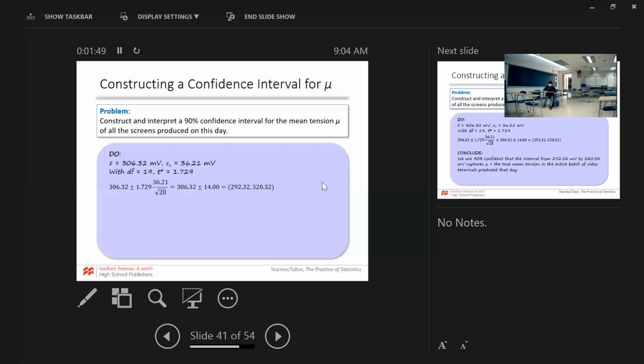Well, if you type 95%, you get positive 1.729. The graph's symmetric. So this is your critical value times what? The standard deviation over the square root of the sample size. You would get 292 1/3, 320 1/3. You are 90% confident that mu is in that interval.